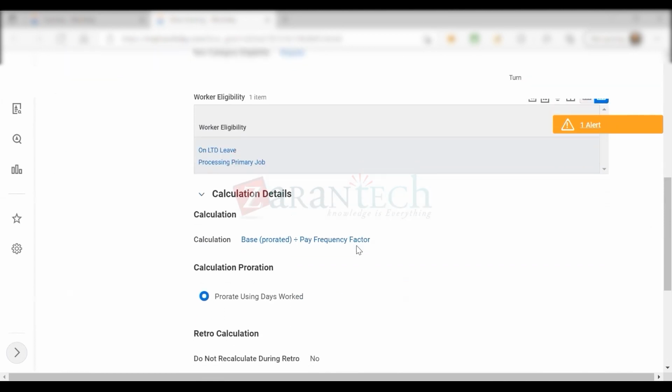Fair enough. Because I don't want this earning to be calculated for active employees. This earning code is meant for long-term disability. So I will first check whether the employee is on long-term disability or not. If yes, then only go ahead and resolve it. Now, what is my calculation rule saying?